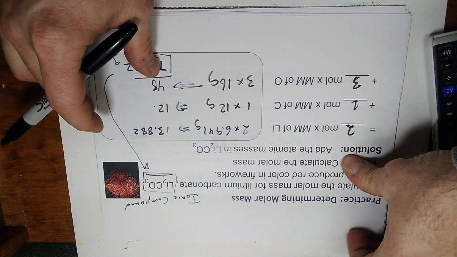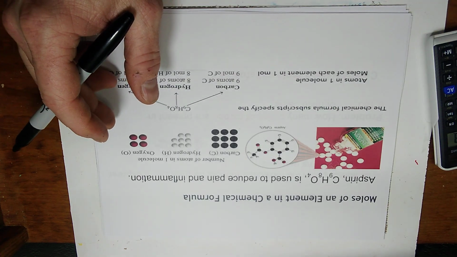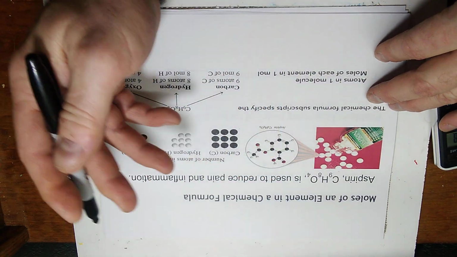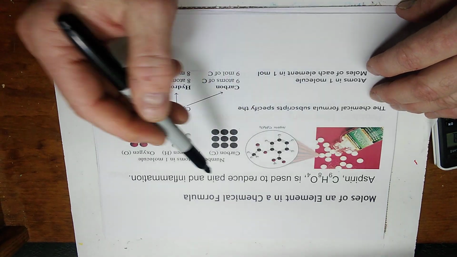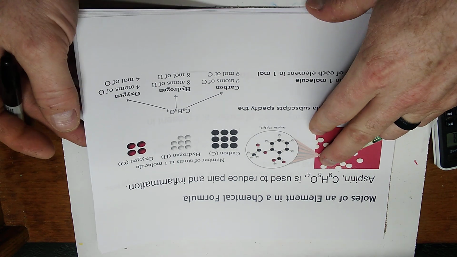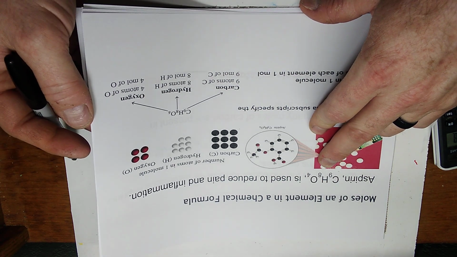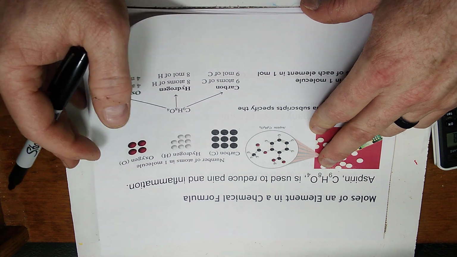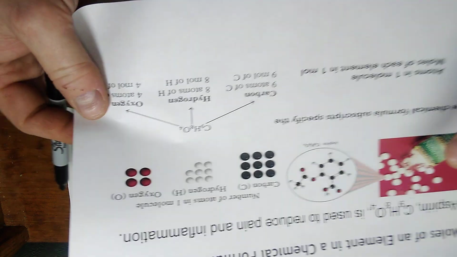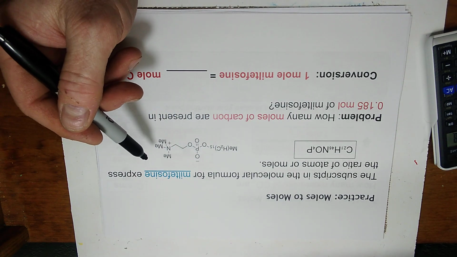All right. We can do this with any compound, complex or simple. 9 carbons, 8 hydrogens, and 4 oxygens would be present in 1 compound of aspirin. It's C9H8O4.